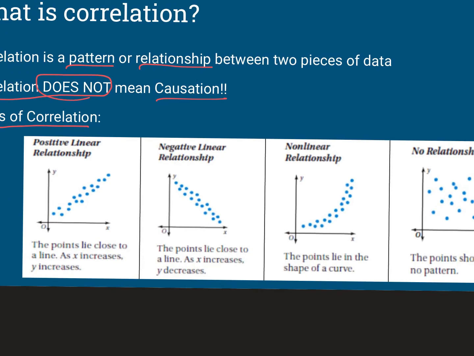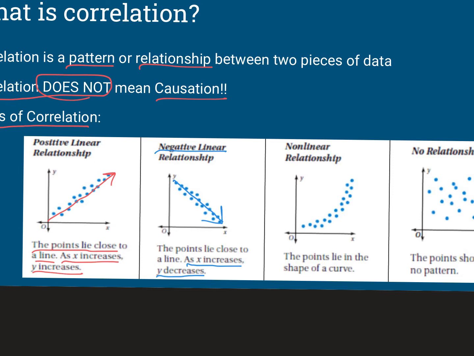So we have positive linear correlation. You can see here that the points lie close to a line. As x increases, y increases. You'll notice we can sort of draw a line to represent this, and we'll talk about that a little bit more. Then we have a negative linear correlation. In this case, again, the points lie close to the line, but as x increases, y decreases. So if I drew a line to represent this data, it would have a negative slope.